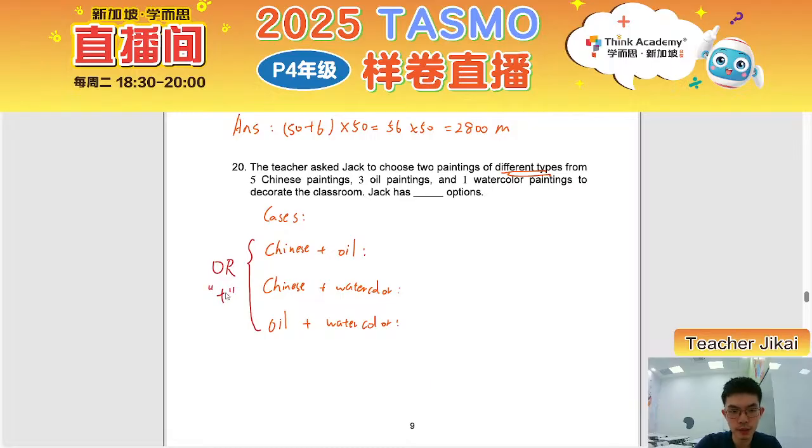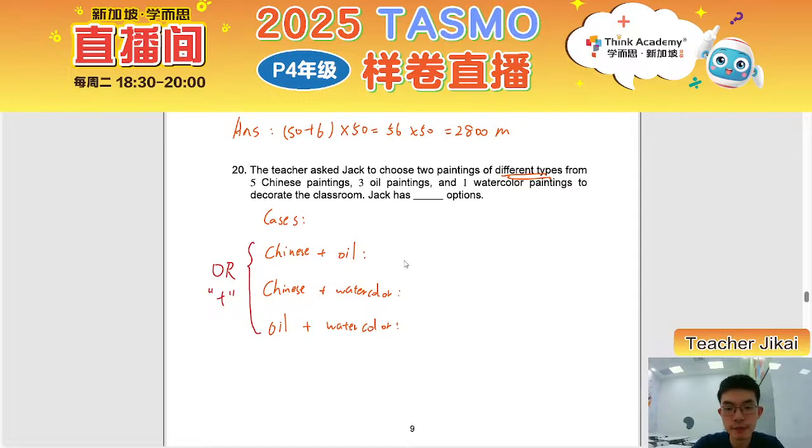So for the Chinese and oil painting, how many different combinations do we have? We first choose 1 of the 5 Chinese paintings, so it is 5 here. And for oil painting, 3 choices. So I choose 1 Chinese and 1 oil painting at the same time, right? So it is the AND relation. We use multiplication. 5 times 3 is 15.